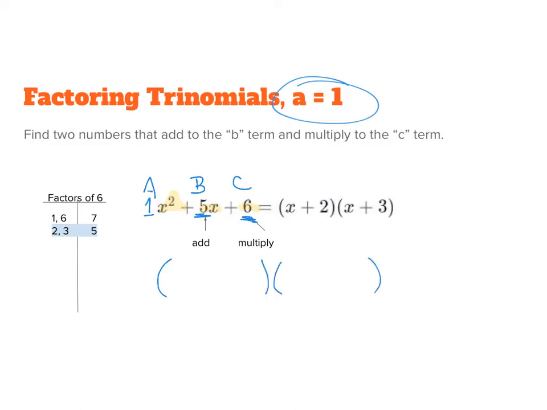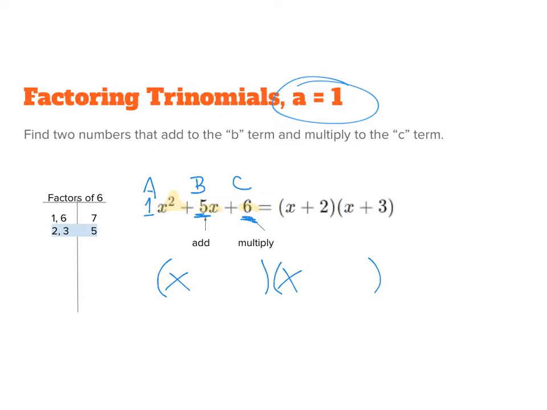So the first thing you're going to have in each set of parentheses is your x, or whatever variable you're talking about. And what I like to do is list out my factors of what I'm trying to multiply to. So in this case, it's 6. So 1 and 6 and 2 and 3. So a reminder that these are the numbers that multiply to give you this number, 6 in this case.